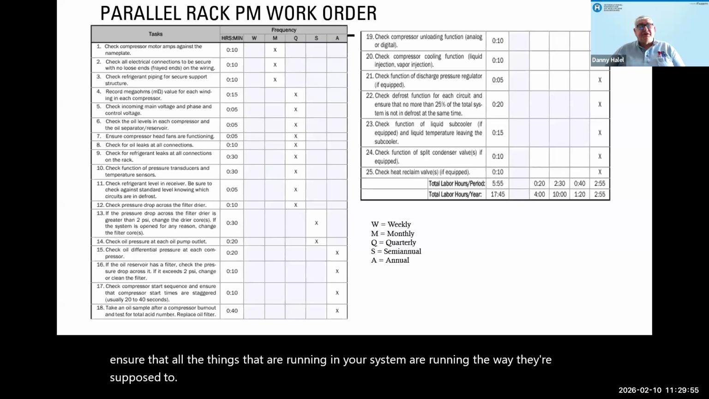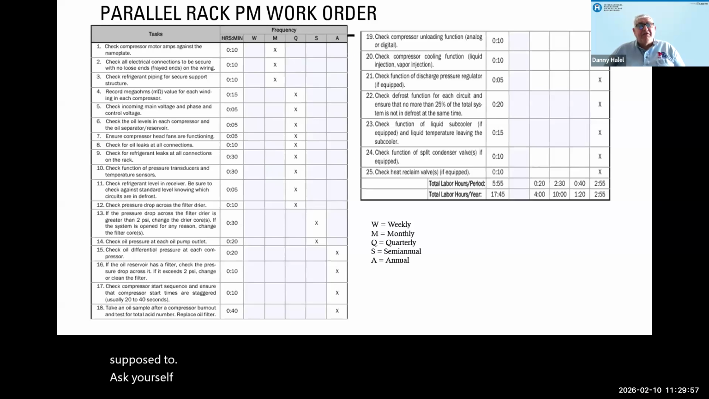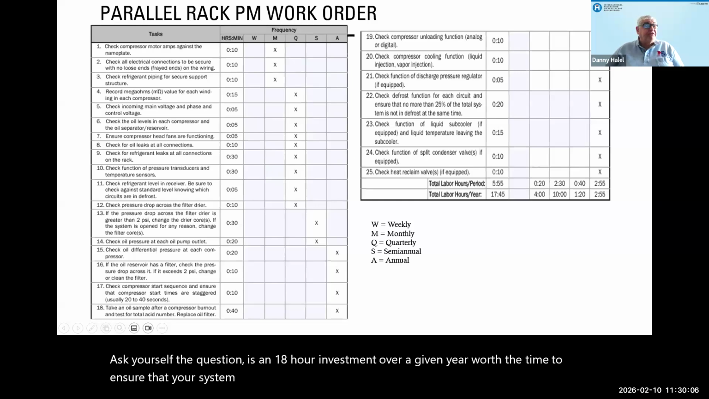Ask yourself the question, is an 18-hour investment over a given year worth the time to ensure that your system continues to run as fault-free as possible?